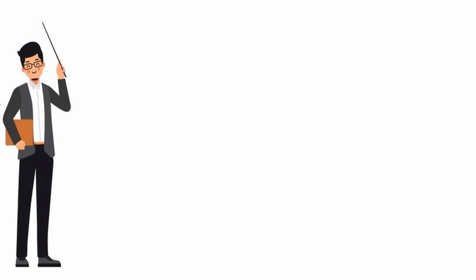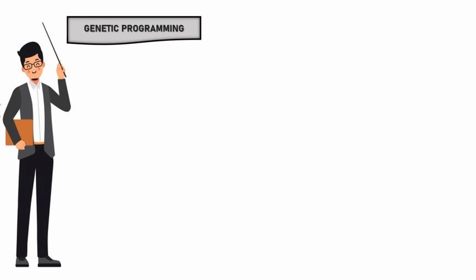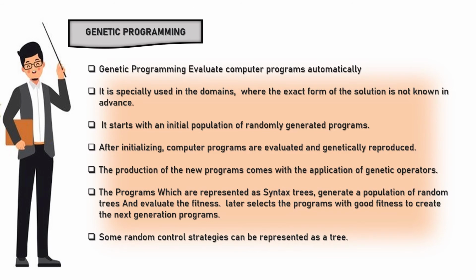The third topic is genetic programming. Genetic programming evaluates computer programs automatically. It is specially used in the domains, where the exact form of the solution is not known in advance. It starts with an initial population of randomly generated programs. After initializing, computer programs are evaluated and genetically reproduced. The production of the new programs comes with the application of genetic operators.